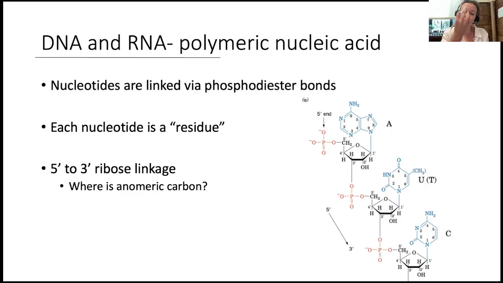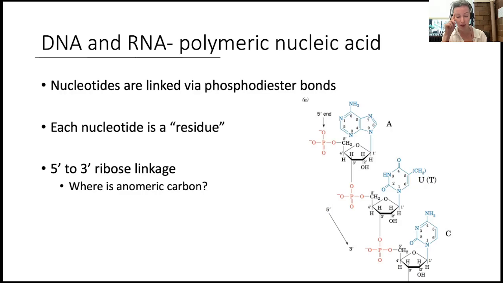Each nucleotide within a strand of DNA or RNA, similarly to proteins, is called a residue. So an amino acid in a peptide is called a residue. A nucleotide in a nucleic acid is called a residue. And these residues are linked to one another, yes, through phosphodiester bonds, but through a 5' to 3' ribose linkage. What you probably will have learned in your biology classes is that you read DNA or RNA 5' to 3'. You might not have known what 5' to 3' meant, so I'm going to tell you that now because we already have all the knowledge that we need.